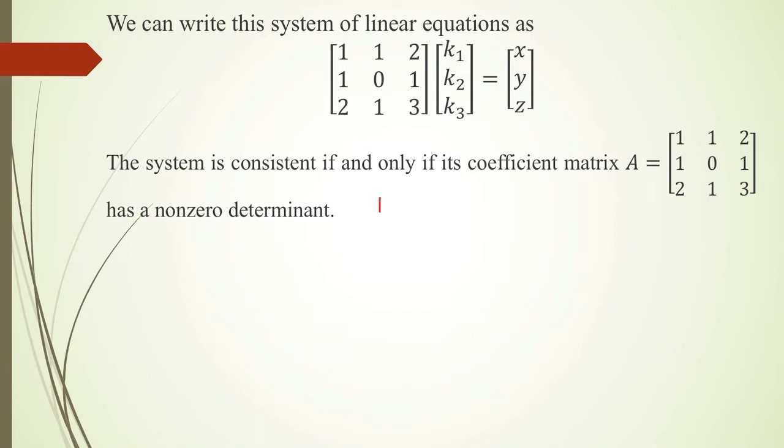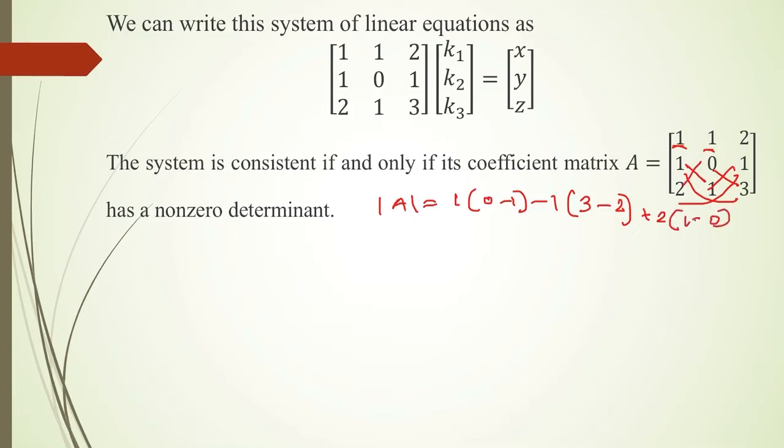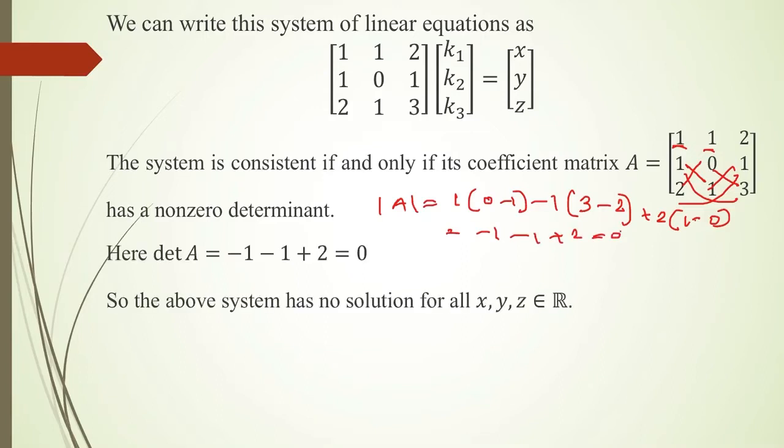So to find the determinant of A, we will have 1 times (0 minus 1), minus 1 times (3 minus 2), then plus 2 times (1 minus 0), which is equal to minus 1 plus 2, which is 0. So here the determinant of A is equal to 0.